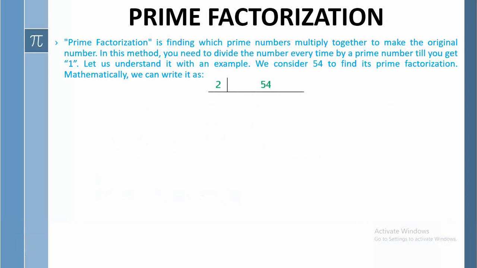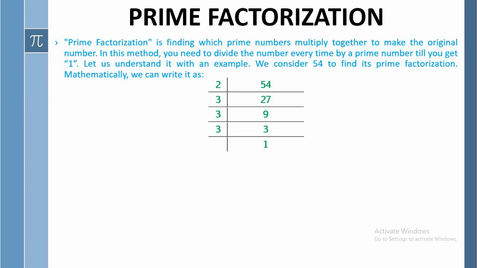First of all, 54 is an even number, so we are going to divide it by 2. So 2 times 27 is 54. Now 27 is an odd number, so we cannot divide it by 2. Now we are moving towards 3, which is also a prime number, and 27 is a multiple of 3. So 3 times 9 equals 27. 9 is also a multiple of 3, so we can divide it by 3. So 3 times 3 equals 9, and finally 3 times 1 equals 3.